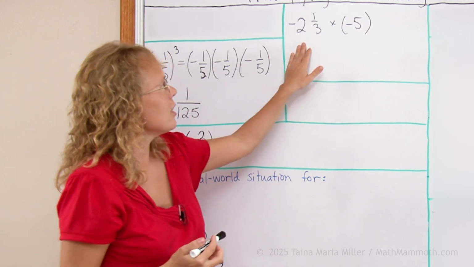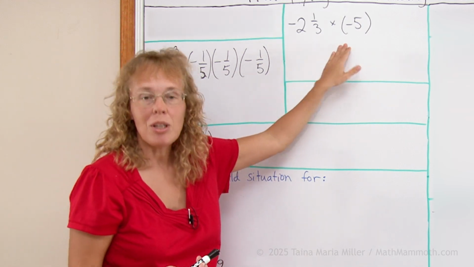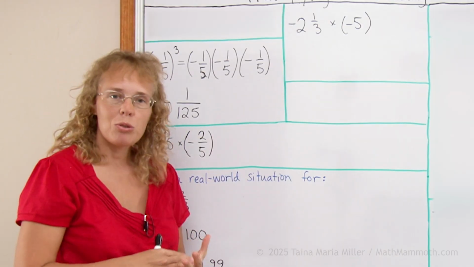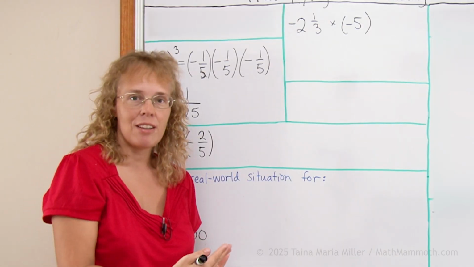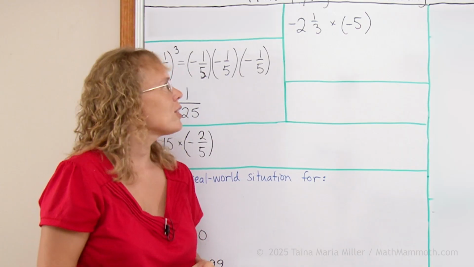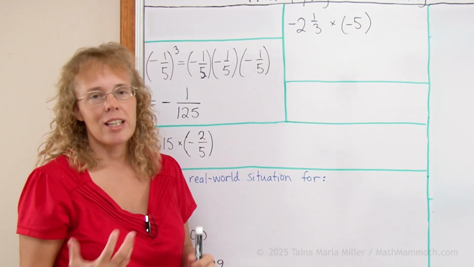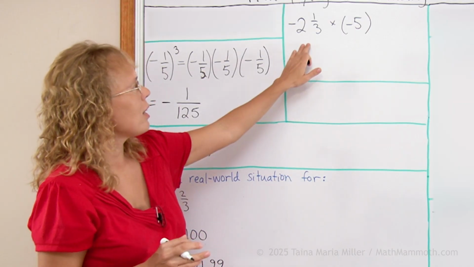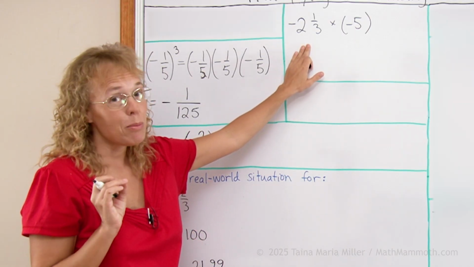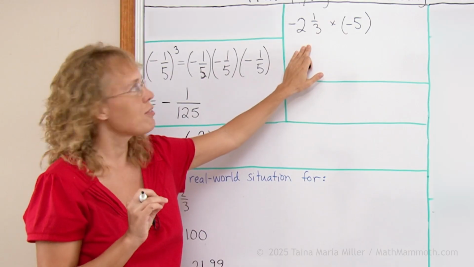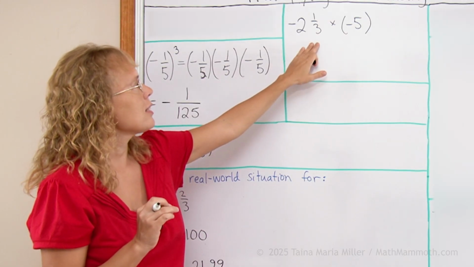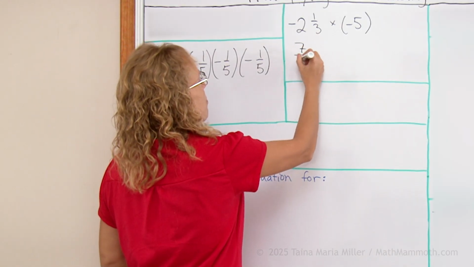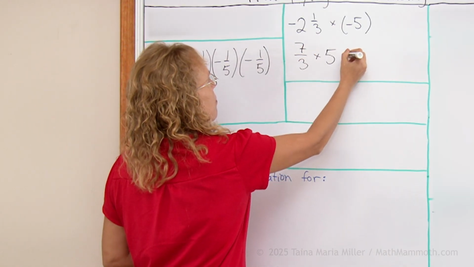Now here is a negative number times a negative number. Our answer will be positive. So I can just multiply 2 and 1/3 times 5 using regular fraction multiplication. And I don't have to worry about the negatives after I figure out that it's going to be positive. And to multiply with a mixed number, remember you need to change that into a fraction first. 2 times 3 is 6, plus 1, 7. So there's 7/3 times 5.